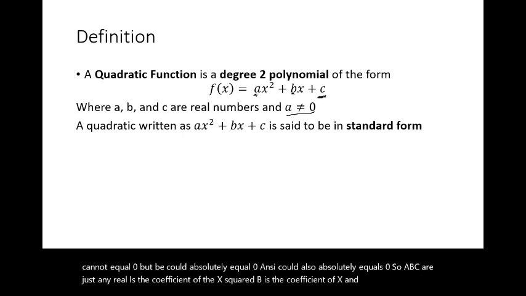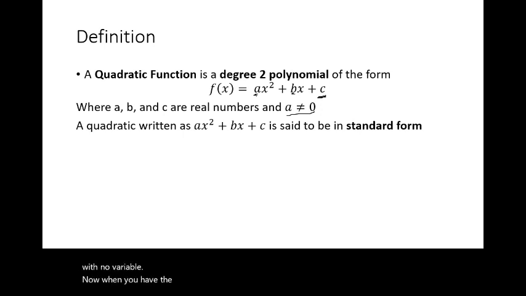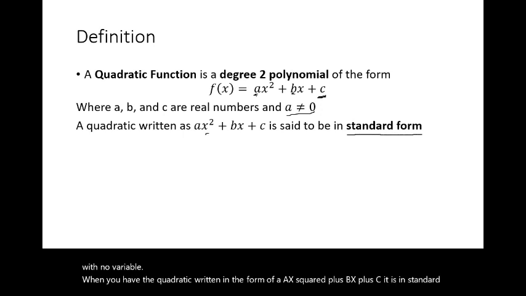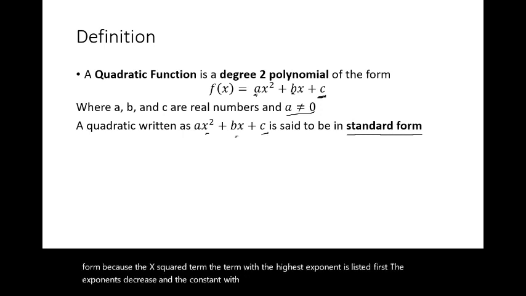Now, when you have the quadratic written in the form of ax squared plus bx plus c, it is in standard form because the x squared term, the term with the highest exponent, is listed first, the exponents decrease, and the constant with no variable is on the end.